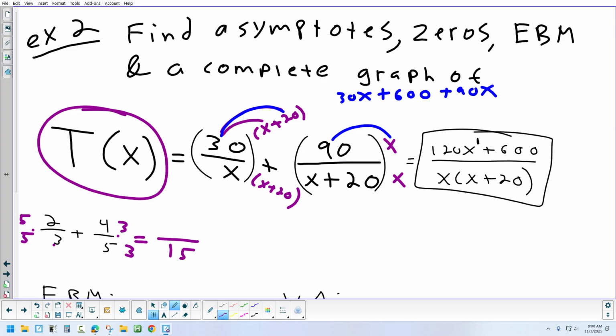That's your y right there. Right? Sometimes we say f of x, g of x, or we're using t of x. That's my y. So I'm going to set this fraction equal to 0. I'm going to solve it. And those are my x-intercepts, which are my zeros.